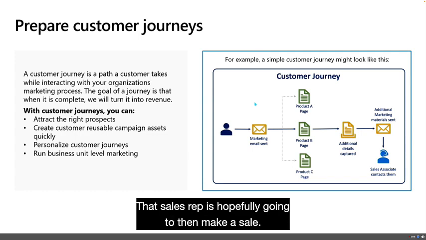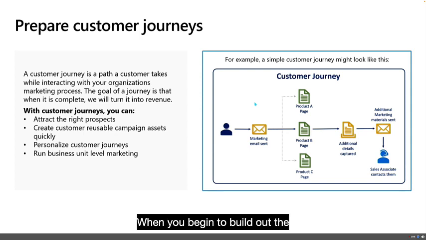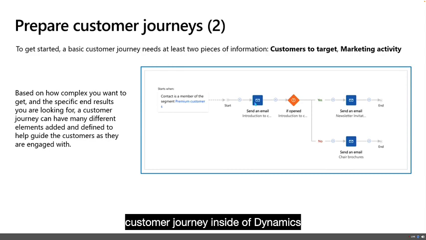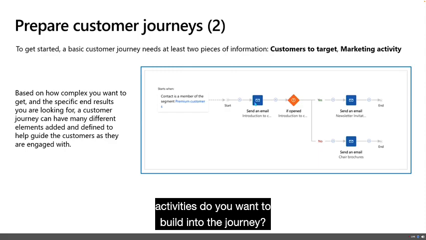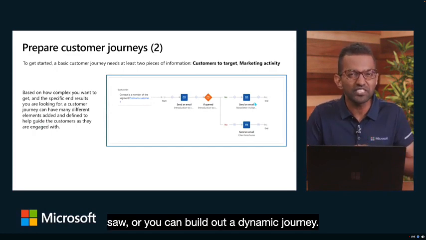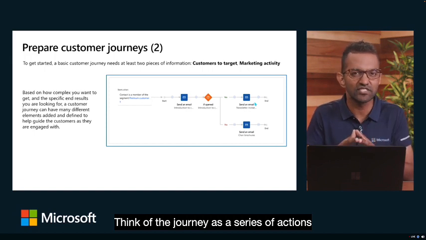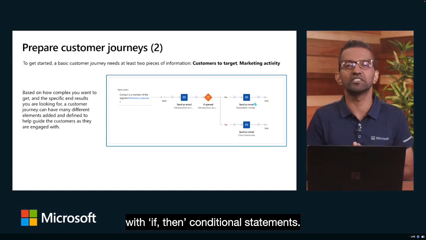When you begin to build out the customer journey inside of Dynamics 365, you need two pieces of information. Who is your target customer? That is usually defined through customer segmentation. And what type of marketing activities do you want to build into the journey? You can keep this pretty simple, like we just saw, or you can build out a dynamic journey. Think of the journey as a series of actions: send a newsletter, but if an email is not opened, send the brochure. It's completely up to you how you want to design it. And the whole process is relatively easy to build out in Dynamics. Let me show you.